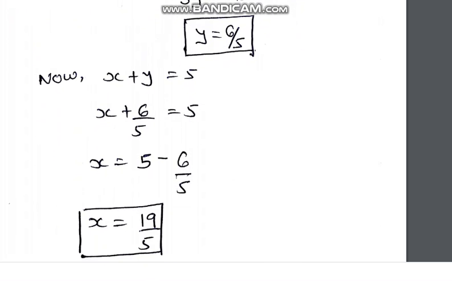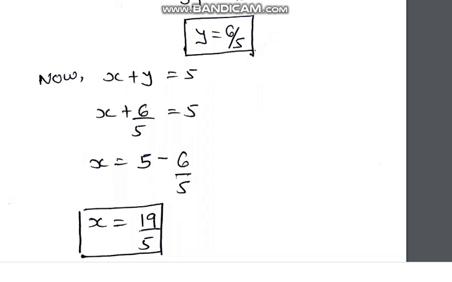To find the value of x, we will use any equation. We have two equations, so we can use either one. I am taking x plus y equals 5. Now if you put y equals 6 upon 5 here, your value of x will be 19 by 5. So this way we can find the values of x and y.